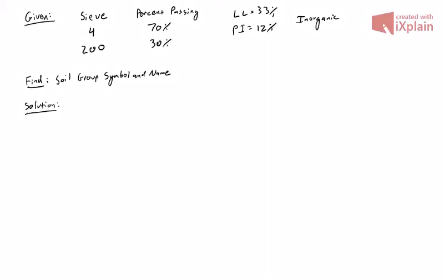All right, so we are given some information about how a soil passes through a stack of sieves for classification. We're given a liquid limit of 33%, a plasticity index of 12%, told it's an inorganic soil, and then asked to find the soil's group name and group symbol.